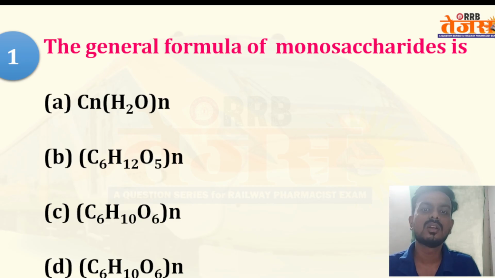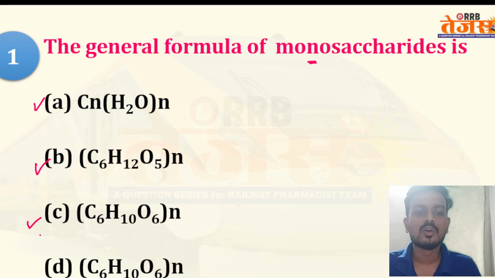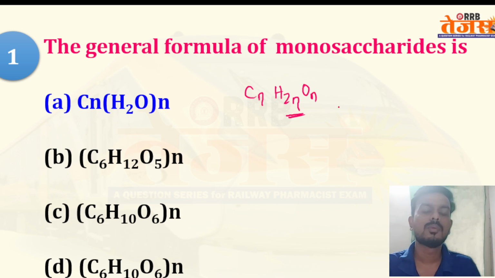The first question is the general formula of monosaccharide. This is a very, very important question. What is the general formula of monosaccharide? Your options are: option A CnH2nOn, option B C6H12O5N, option C C6H10O6N, option D C6H10O6N. So the right answer is option A, CnH2nOn. This is the general formula for monosaccharide.